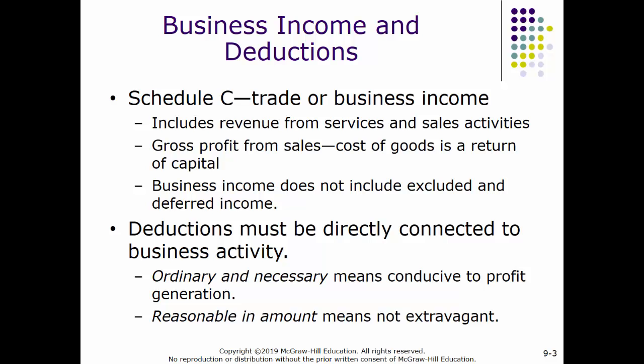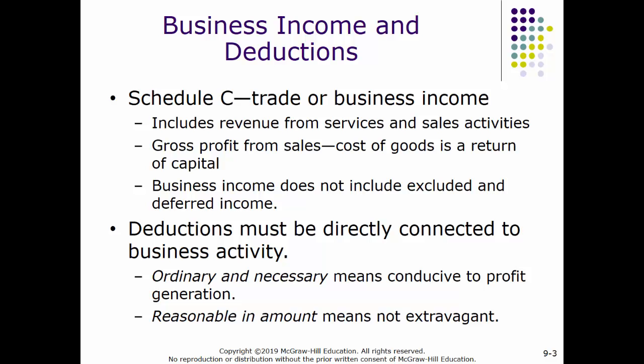Let's start with business income and deductions. Schedule C is the form, or the schedule, used by a sole proprietor reporting trade or business income. It includes both the revenue and the expenses, and the revenues are from selling a service or a product. We also report gross profit, which is the difference between the sales revenue and the cost of those goods.